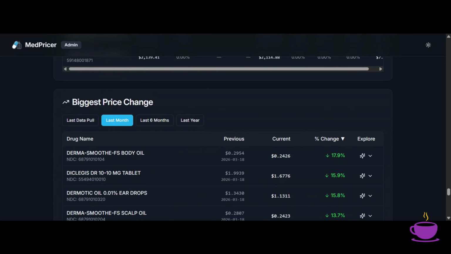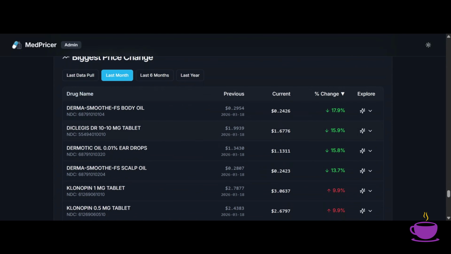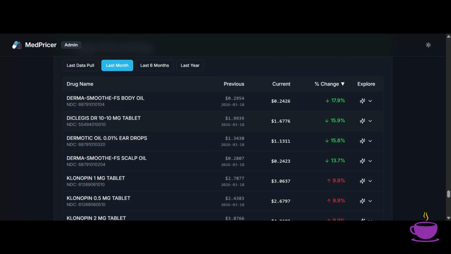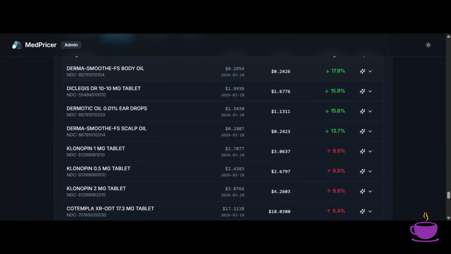All right. Now we have the biggest price changes based on the data pool, based on the month. And again, we consistently are pulling the data and day over day updating the databases. What you can see here per month, 6 month, year: previous price changes, current changes, and then the percent change itself.